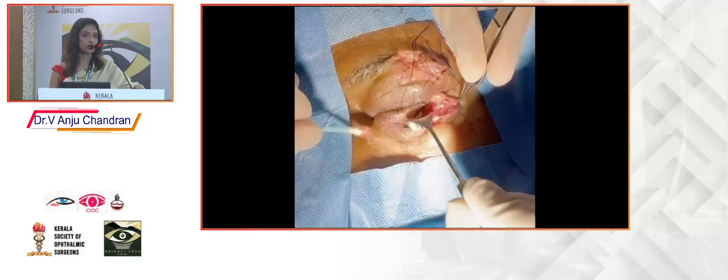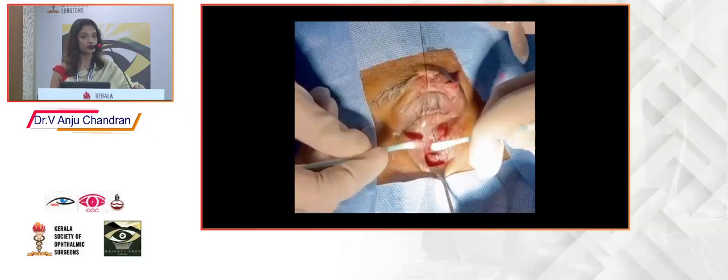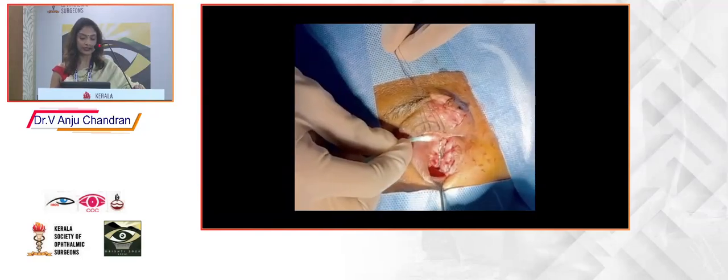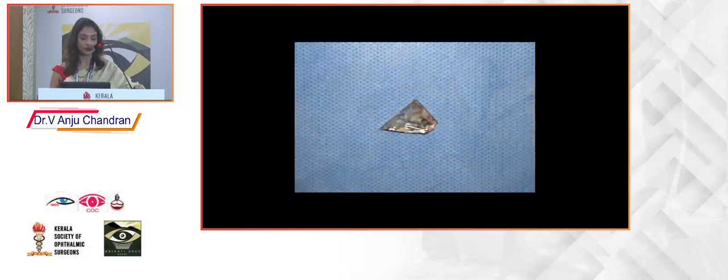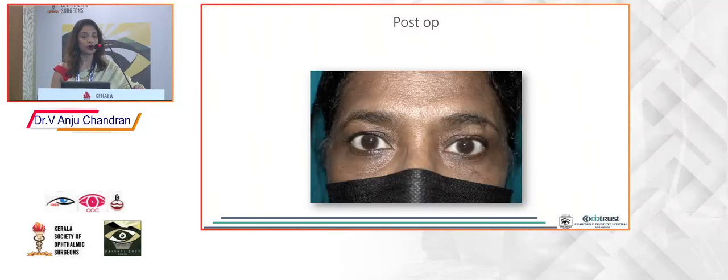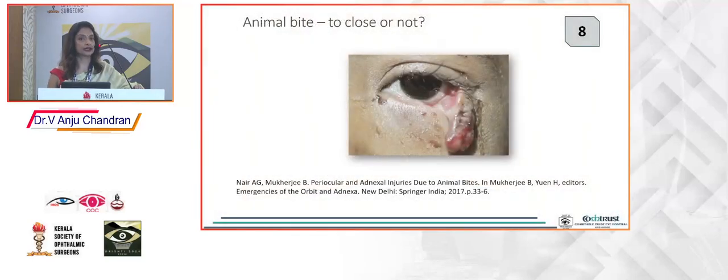She gave a history of a shattered glass falling into her eye, and this is what we saw when we looked further. Luckily for her, it had just missed the globe and it was lodged onto the maxillary bone. So when you have a suspected foreign body, what do you do? You can always ask for imaging. Here the imaging of choice is usually the CT scan. An MRI would give you a better resolution of organic foreign bodies, like wooden foreign bodies.